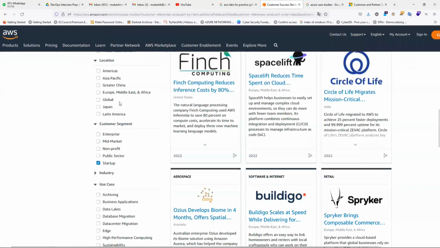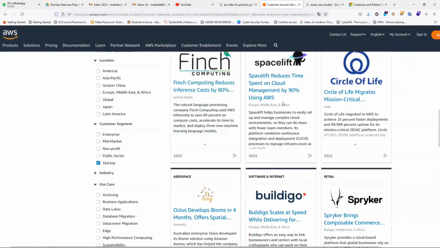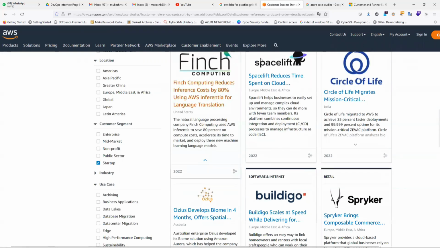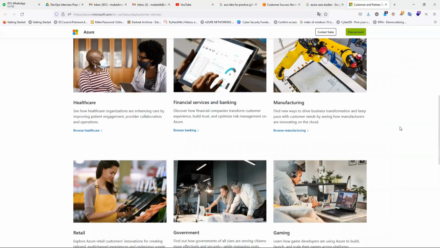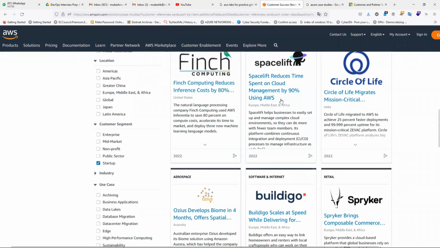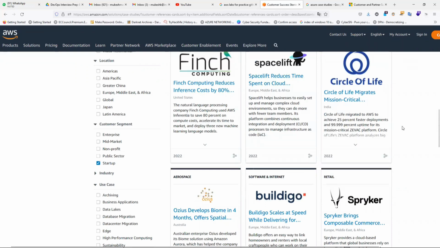So if anybody is starting a new company and requires cloud services, they prefer AWS compared with Azure. Because Azure services are a little costly, as they charge on a per minute basis, while AWS charges on an hourly basis. Okay, so these are the service differences you will get.